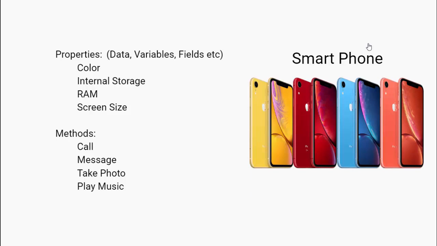You can call them data, variables, fields, etc. And for the methods, you can use words like procedure and function, etc. This is the concept of properties and methods. Now we see that an object is a collection of properties and methods.